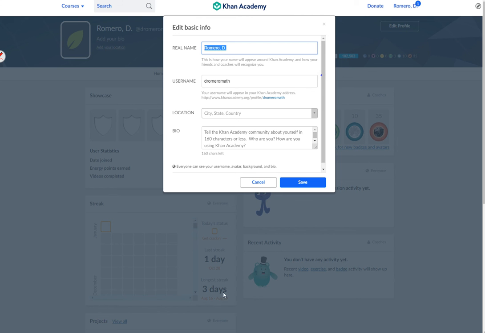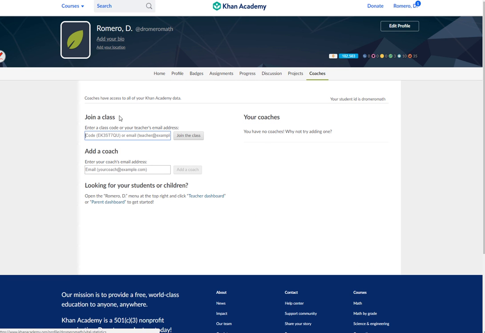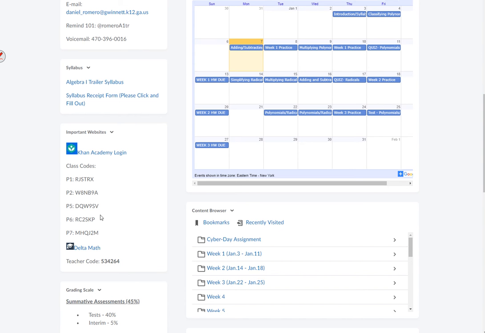And then that coach code, you would go here where it says coaches, and you would put in the code there, RC2SKP.